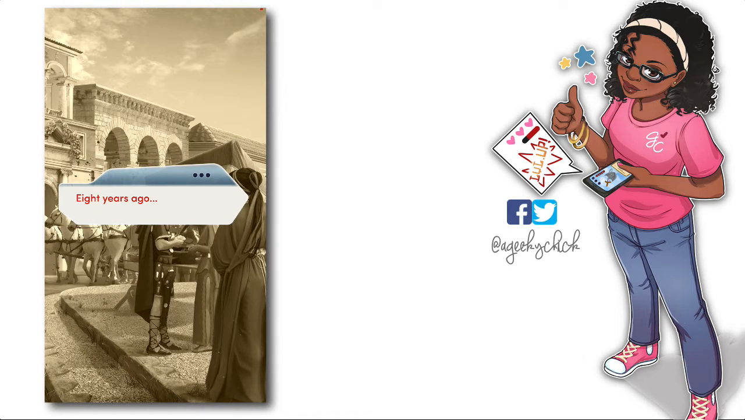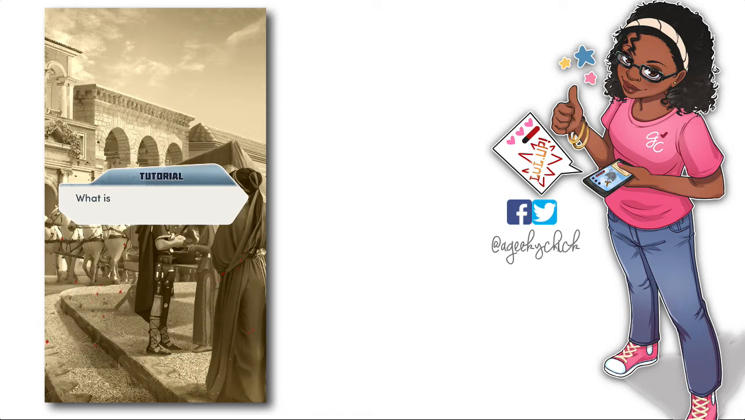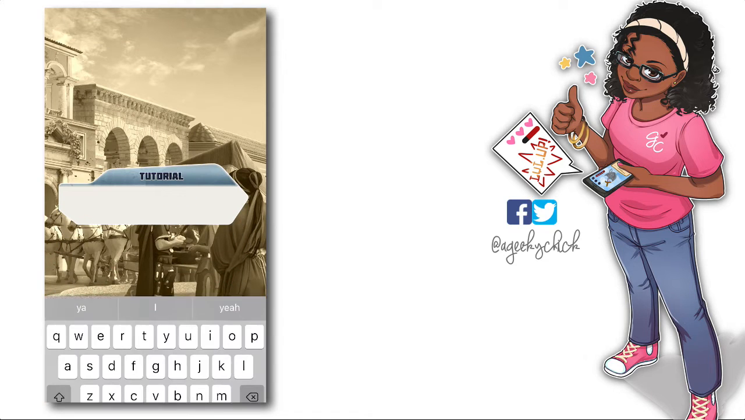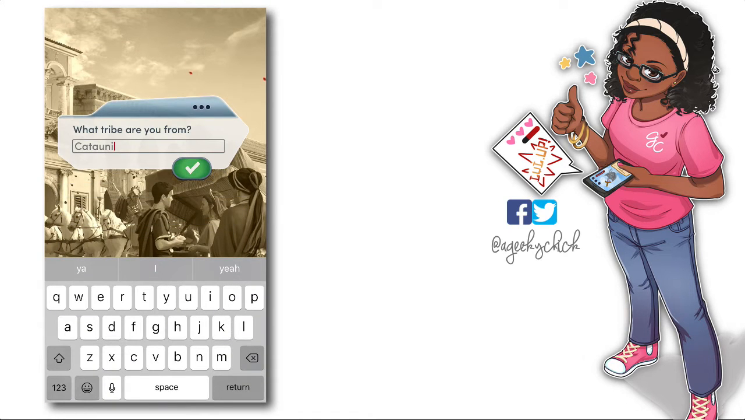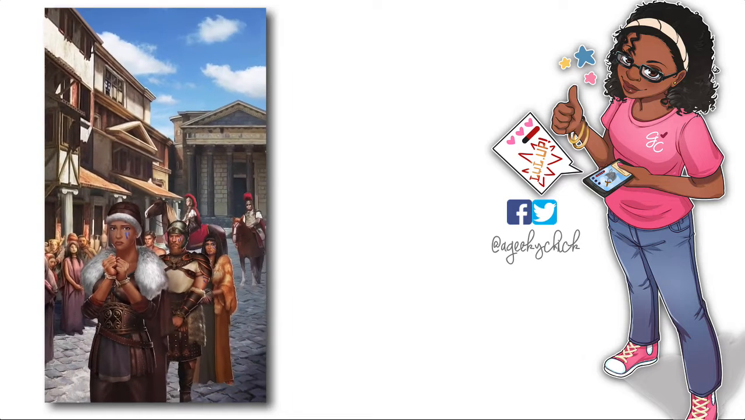8 years ago. Okay, we're going even further in the past. You and your family were taken captive in Gaul. Caesar's general, Legate Aquila, has brought you to Rome to display in a triumph, a massive military parade to celebrate their victory over your tribe. What is the name of your tribe? I have no idea. We'll just go with whatever. Courtesan. I don't know.